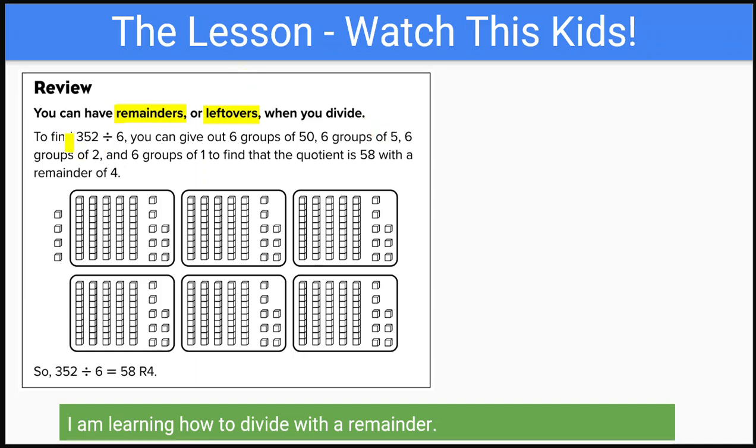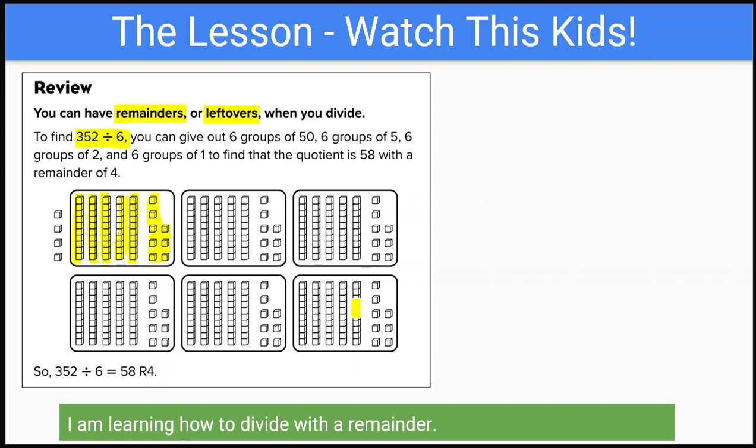So it says right here, they want to take 352 divided by 6. So they made 6 groups, 1, 2, 3, 4, 5, 6. And they started to divide 352 up into 6 groups. Well, in each group, they got 10, 20, 30, 40, 50, and then there's 8 right here, 8 singles, okay? So each group got 58.